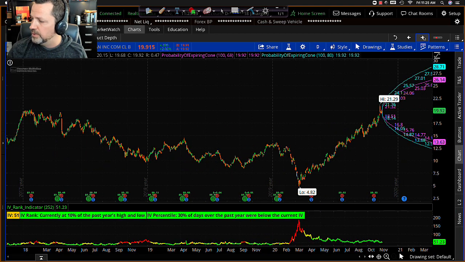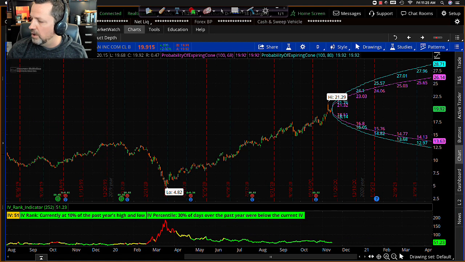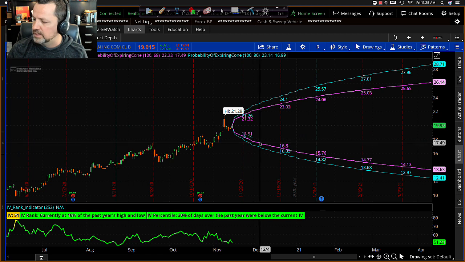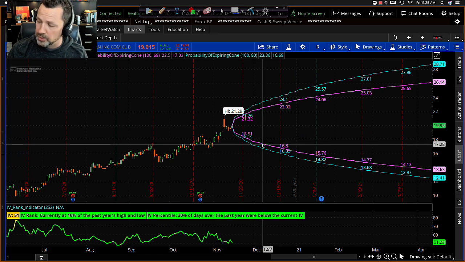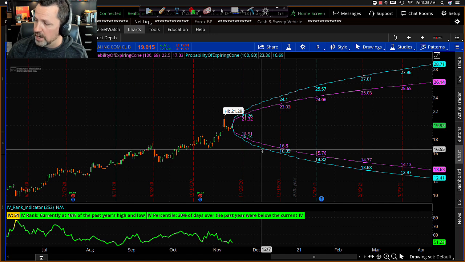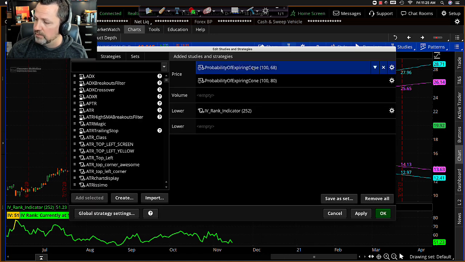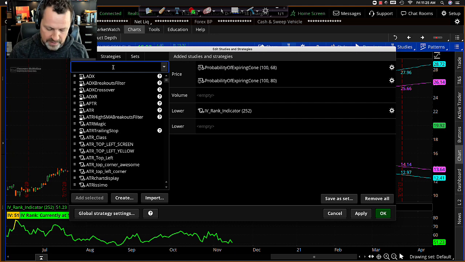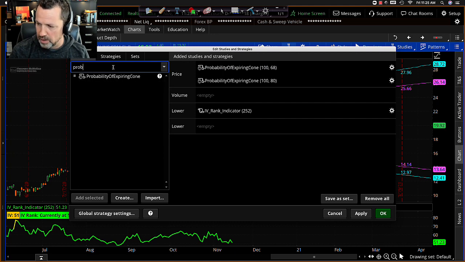I've got a probability layout here on this chart where I'm showing a 68% probability model with the purple line and a 20% probability model with the blue line. And I'm using what's called a probability of expiring cone. It's a default indicator built into the Thinkorswim platform. And you can just use the 68% model. And again, to add that to your chart, you would just type in PROB, probability of expiring cone.